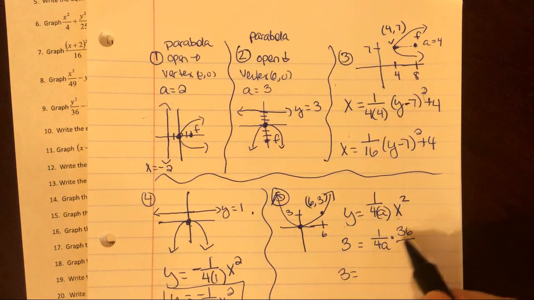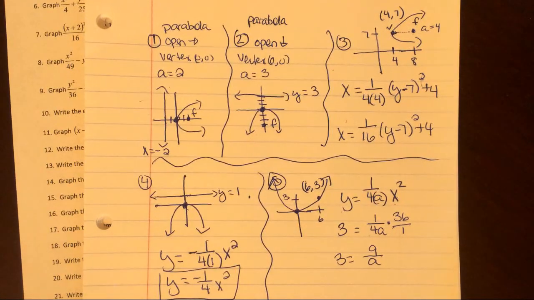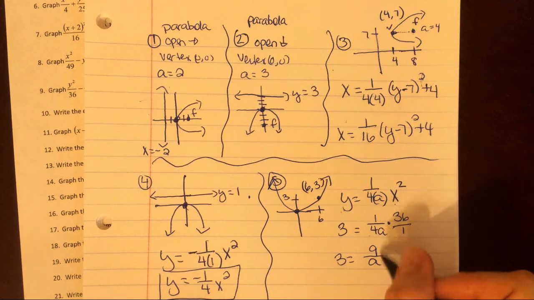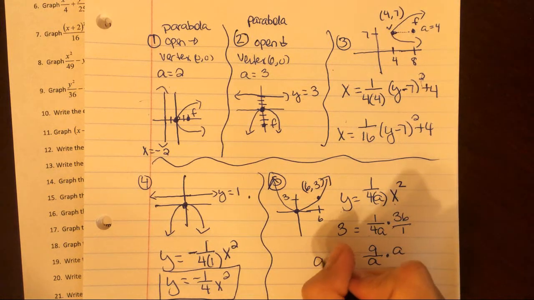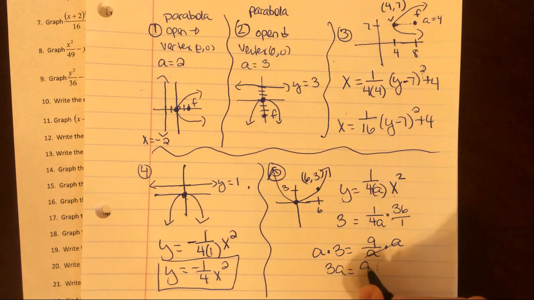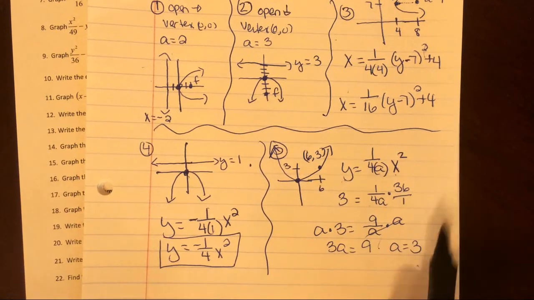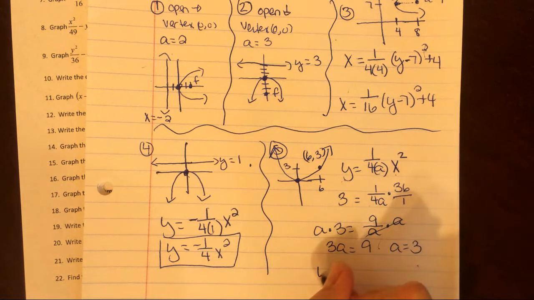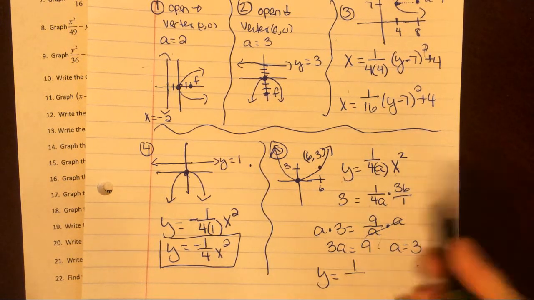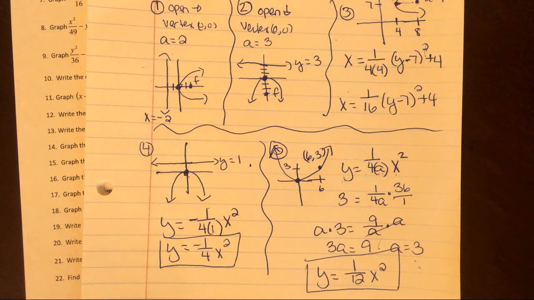So 3 equals, 4 goes into 36 9 times. So I have 9 over a. And some of y'all could do this in your head. You can say 9 divided by what is 3 and come up with the answer. Algebraically, I'm going to get rid of the a in the denominator by multiplying both sides by a. So 3a, these a's will cancel, equals 9. Divide by 3, a equals 3. Okay, we did all of that so I could plug it in right here. So my final equation is y equals 1 over 4 times a is 3, so 12 x squared. Okay, so 1 through 5 was all about parabolas.